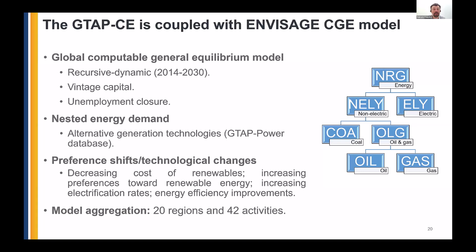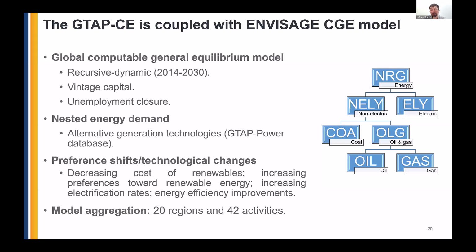There are some features that are specific to this application. The model has vintage capital, so both new and old capital with different possibilities of substitution between them. We also use an unemployment closure so that when wages change, there is unemployment in the short run with a specific parameterization, but in the long run we converge towards the initial unemployment rates. We also split the different generation technologies in the model, so we have substitution between different renewable and non-renewable generation technologies.